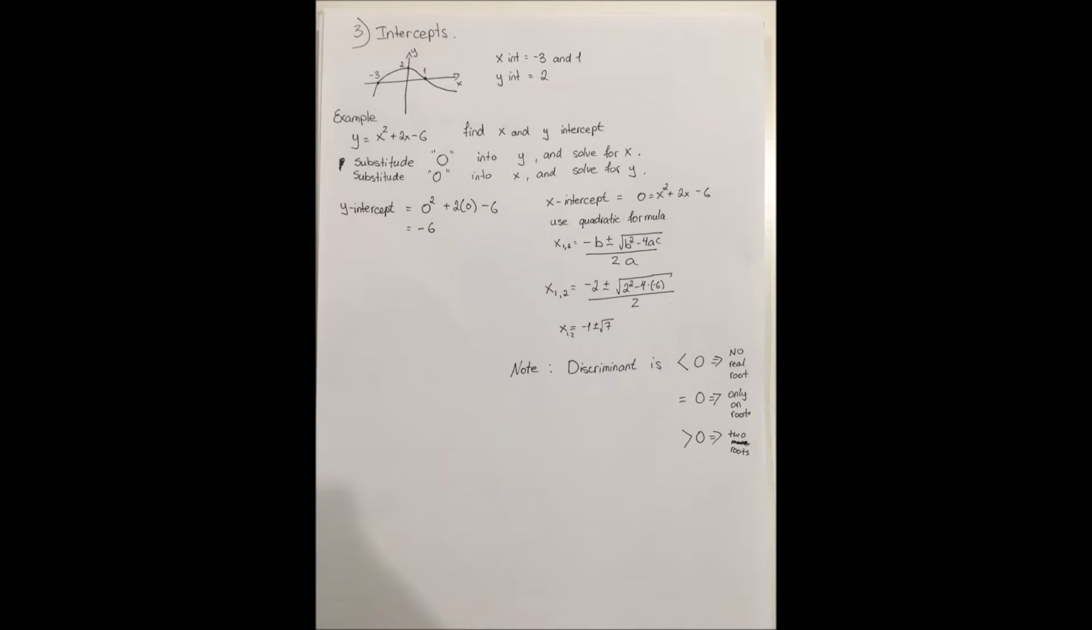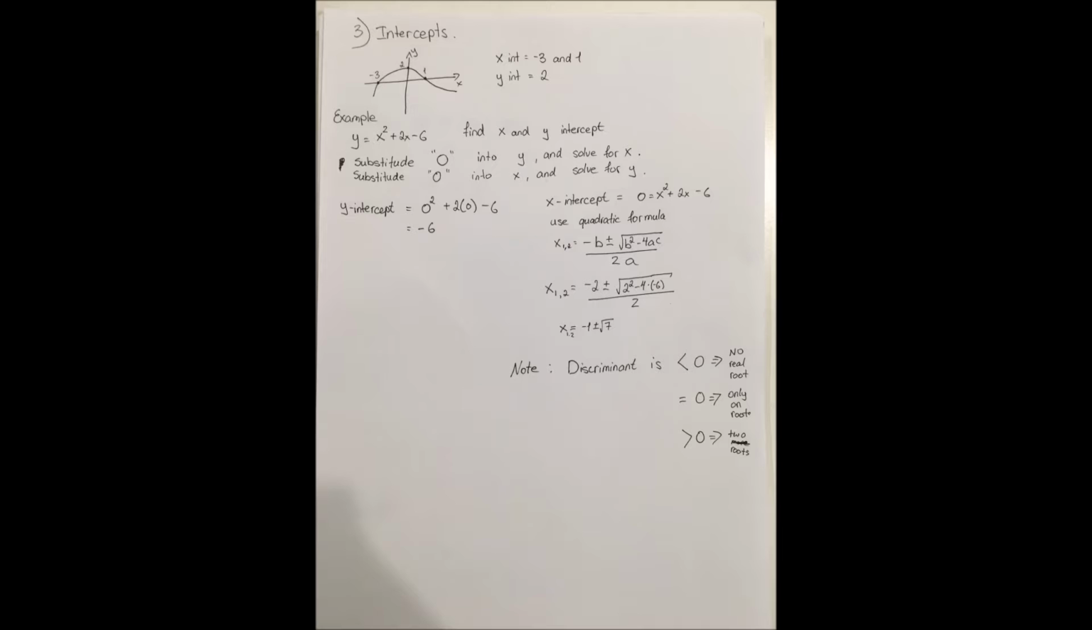To find a y-intercept, we need to substitute zeros instead of our x's. So if we substitute our zeros into x's for this example, we will get -6. It means the y-intercept is -6 and the x-intercepts are -1 plus and minus the square root of 7. And you have to remember that if the discriminant is less than 0, it means there is no real root. If the discriminant is equal to 0, it means only one root, and if the discriminant is bigger than 0, it means two roots.